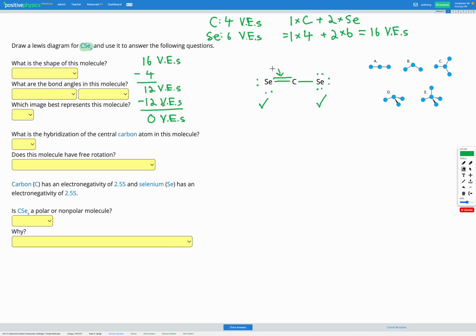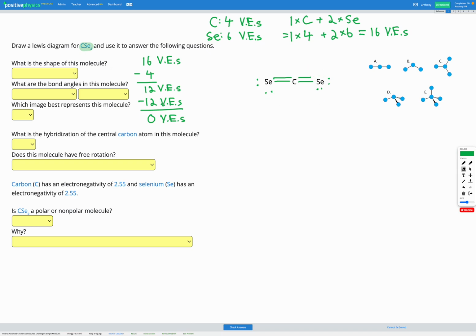So I moved that lone pair and formed it into a double bond. And I'm going to do the same thing on the other side. So I'm going to take this pair of lone electrons, form that into a double bond there between my carbon and my selenium.